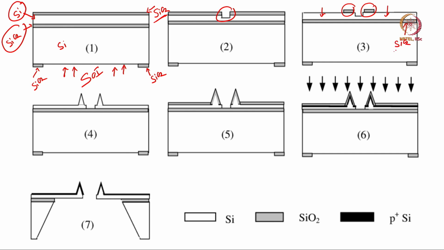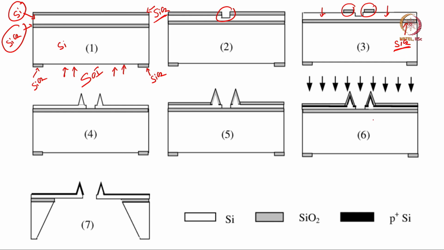etchant silicon dioxide will not get etched. The ideal situation is that silicon dioxide should not get etched at all. But practically silicon dioxide will get etched, but the etching rate of silicon dioxide is way lower compared to silicon. That is why we say silicon dioxide will work as an etch stop when we are etching silicon.